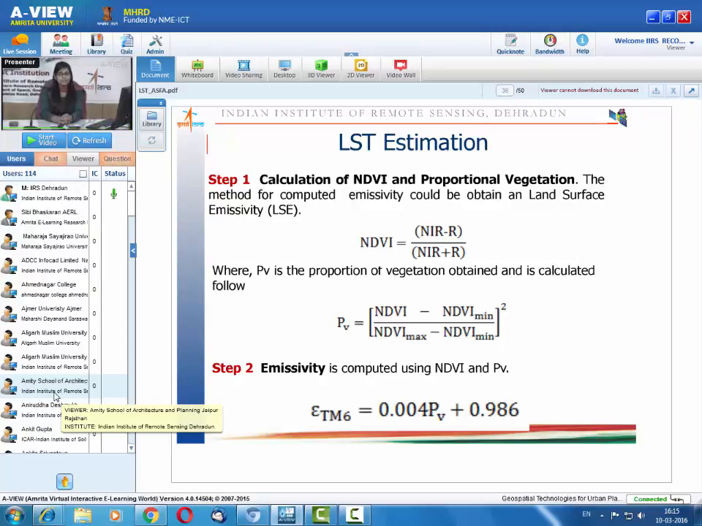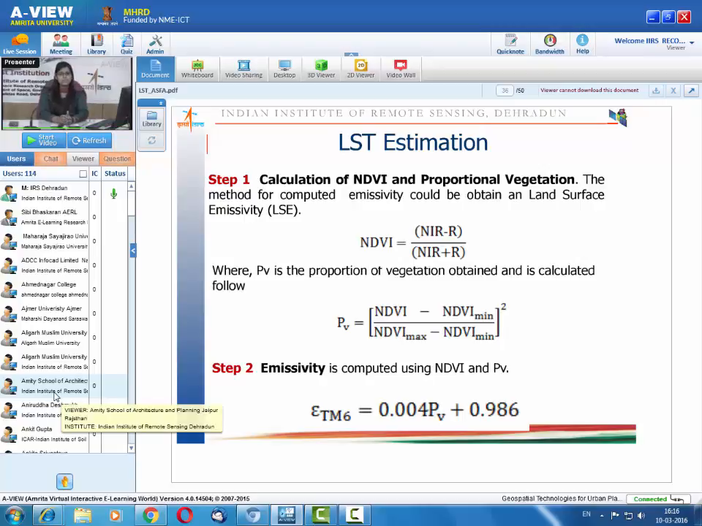Proportional vegetation is what proportion of vegetation is present. That can be calculated using this formula: NDVI minus NDVI min, where min means the minimum NDVI value, divided by NDVI max minus NDVI min, the maximum NDVI value minus the minimum NDVI value, whole square. So proportional vegetation can be estimated like this.